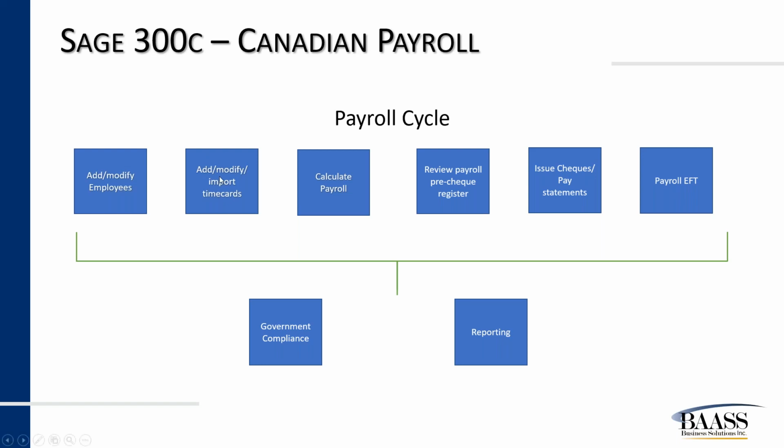The next step would be to add, modify, or import your time cards. So if you have salaried staff, you don't have to have a time card. You know that they have a standard amount of default hours they work per period. But if you do have hourly staff, or if you have part-timers and you're capturing their information, you can either set up their time cards. Time cards could be set up to be reusable or a one-off, and you can also import your time cards.